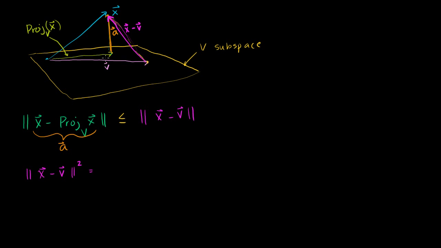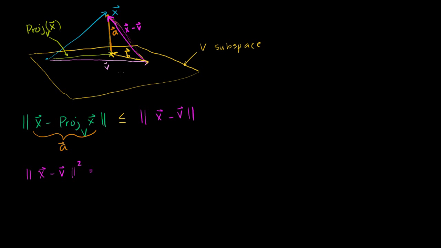Well, x minus v is equal to this vector. Let me draw a new vector here, in this yellow. X minus v is this magenta vector that starts here and goes there, clearly equal to this yellow vector plus this orange vector, a. So let me call that yellow vector b.